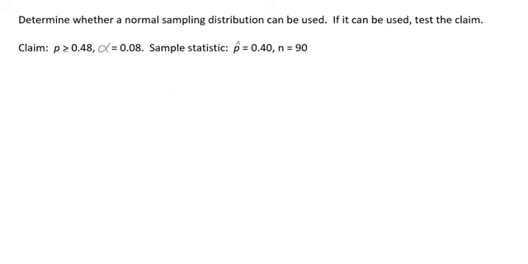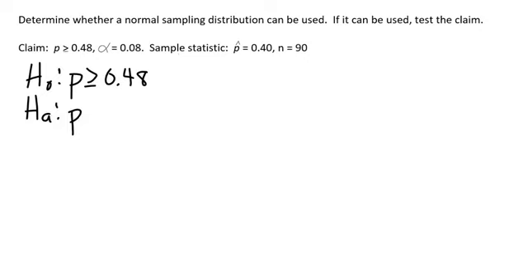Now that we know that we can use a normal sampling distribution, let's test our claim. So first of all, let's state what our null and alternative hypotheses are. The claim includes the equal sign, so that means that the claim is the null hypothesis. The alternative hypothesis would be the complement, or P is less than 0.48. Now that we have the null and alternative hypothesis, let's find our critical values.